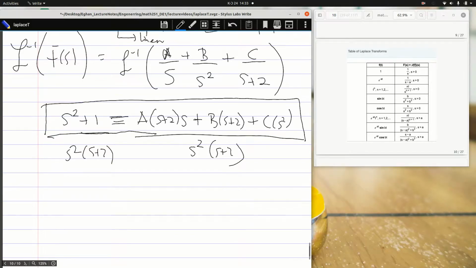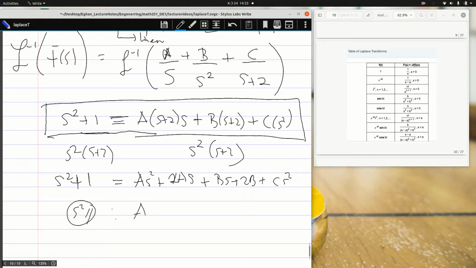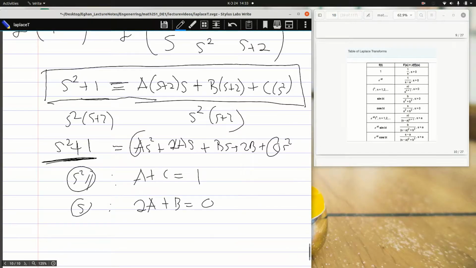If I'm going to expand this, I'm going to get A s squared plus 2A s plus B s plus 2B plus C s squared. And comparing the s squared coefficient, it means my A and then C should give me 1. The coefficient there is 1. If I compare those of s only, I'm going to get 2A plus B should give me 0, because there's no term of s in this numerator. If I compare the constants, that means I'm going to get just 2B to be equal to 1. From here, I know my B is half.